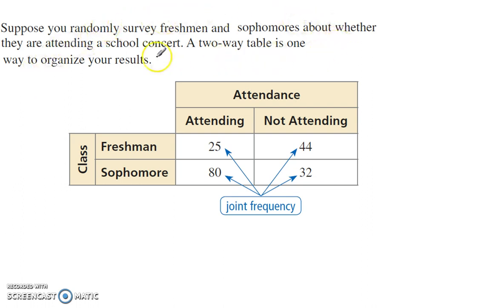Suppose you randomly survey freshmen and sophomores about whether they're attending a school concert. Here's a way that we can organize those in a two-way table. We have attendance, those attending and those not attending. So we can split the freshmen up into those attending and those not attending, and from this you could figure out totals. How many freshmen are there? Sophomores, attending and not attending, and how many you've questioned. That's what you could figure out from this.